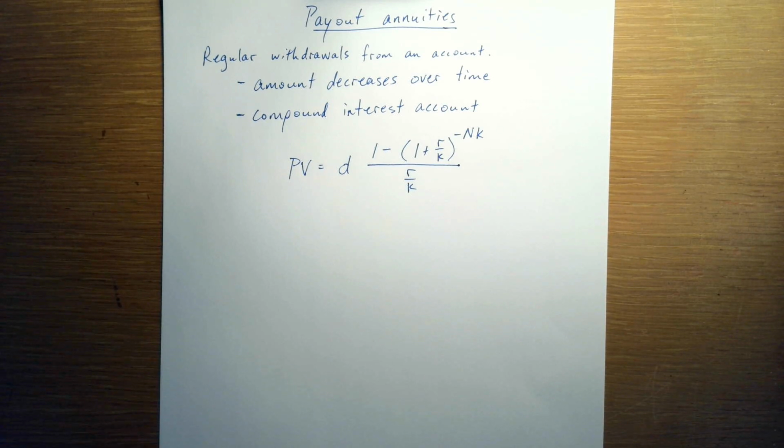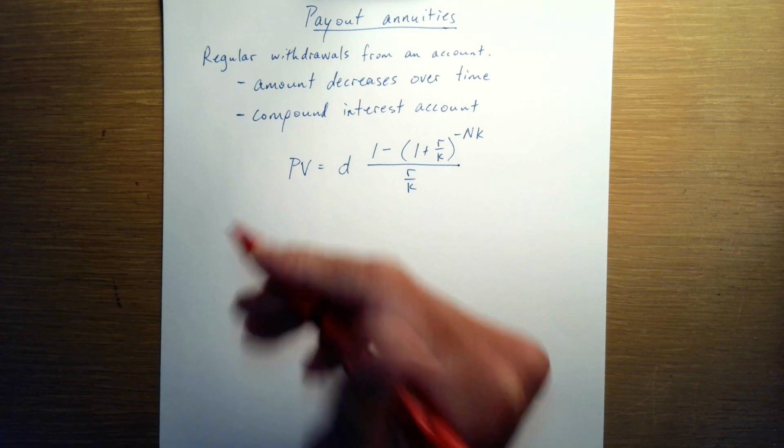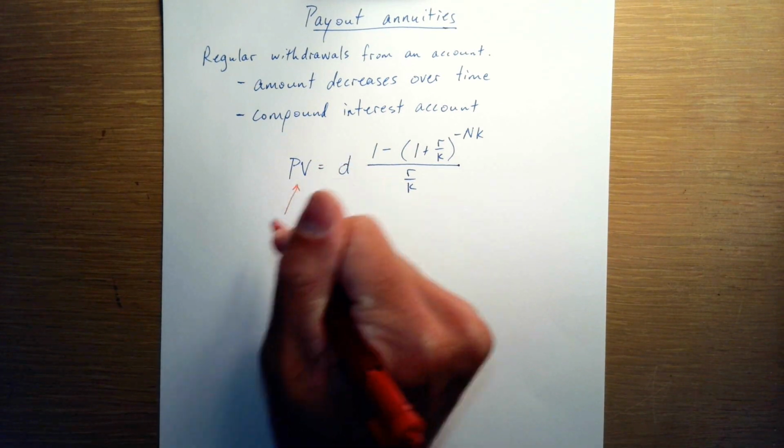So again, you're making regular withdrawals from an account, so the amount decreases over time, and it still accrues compound interest in the account just like it normally would. It's just a diminishing amount over time. Here's our formula. It looks a lot like the formula for annuities. Sometimes this is called the present value formula, and that's what this PV stands for.